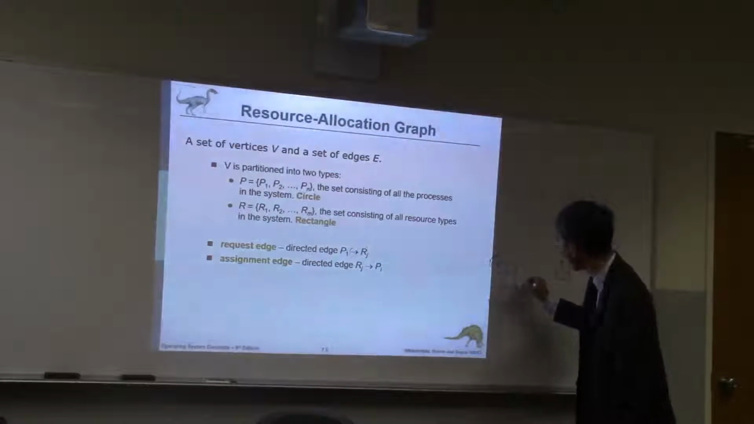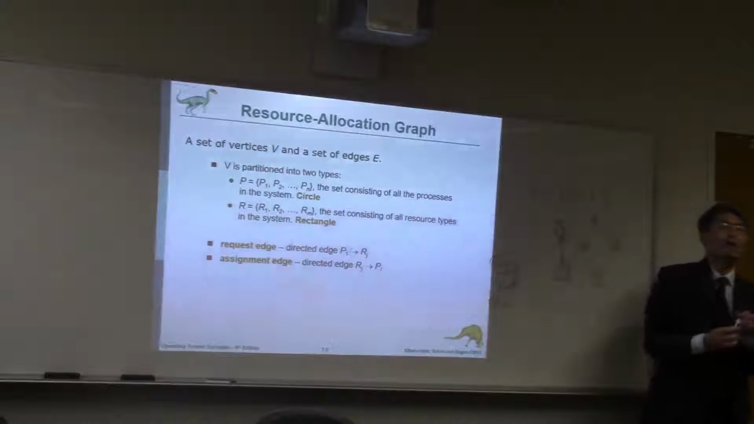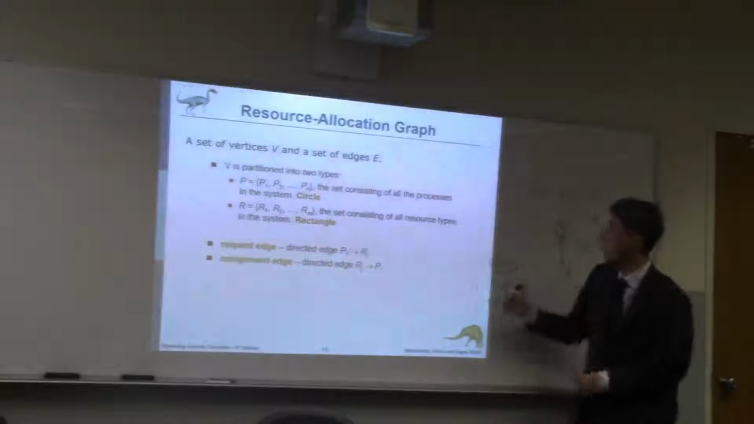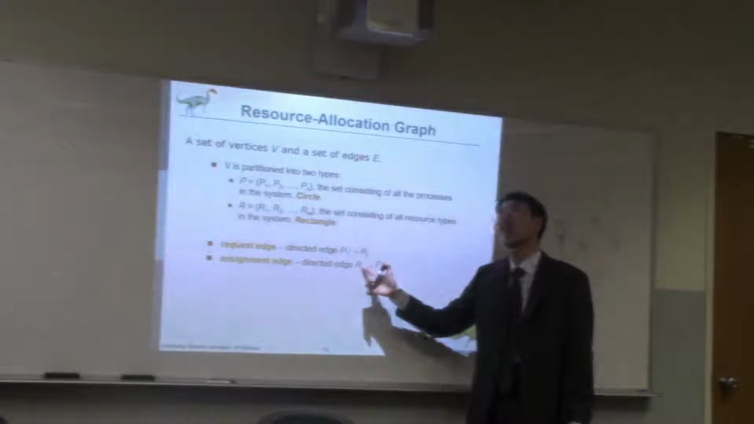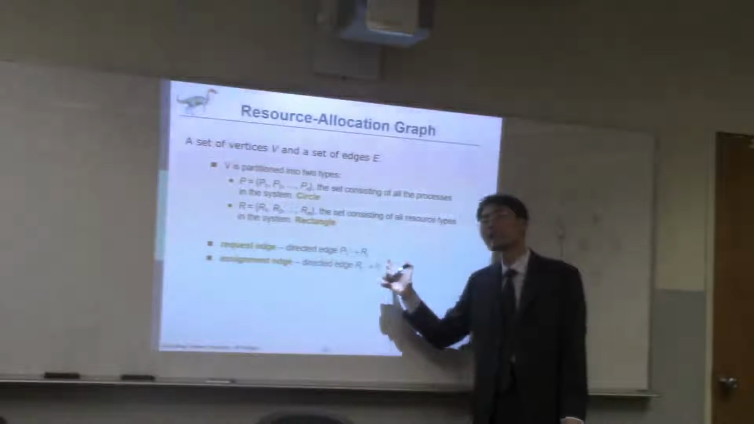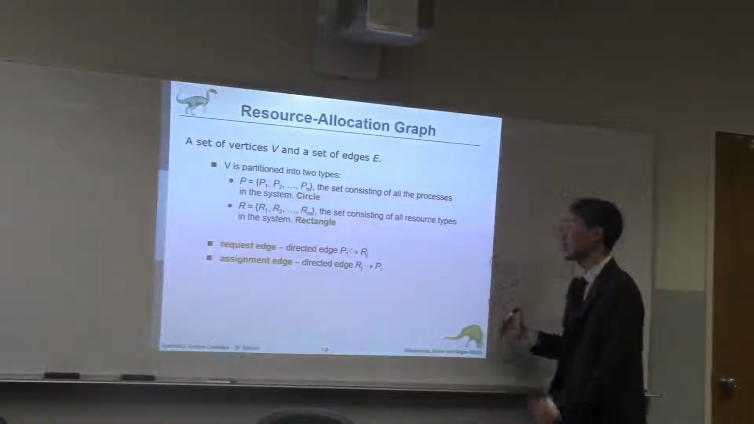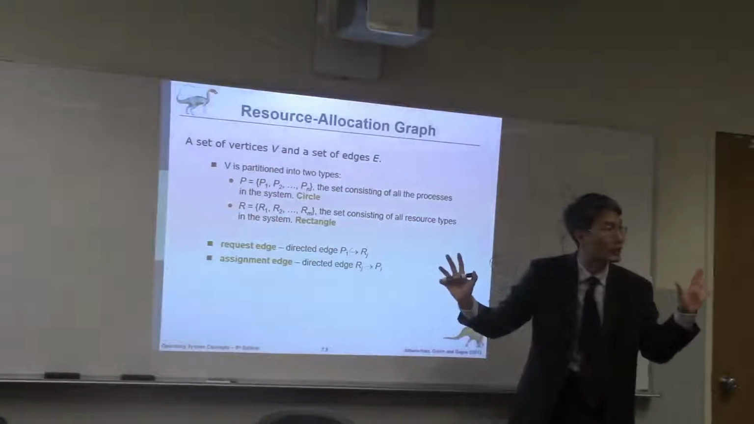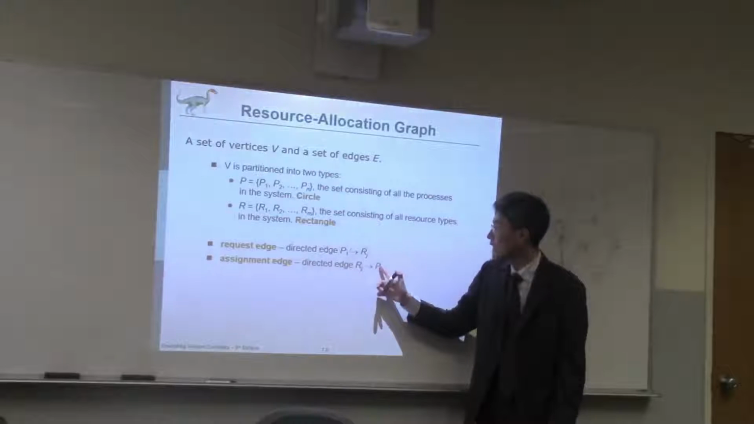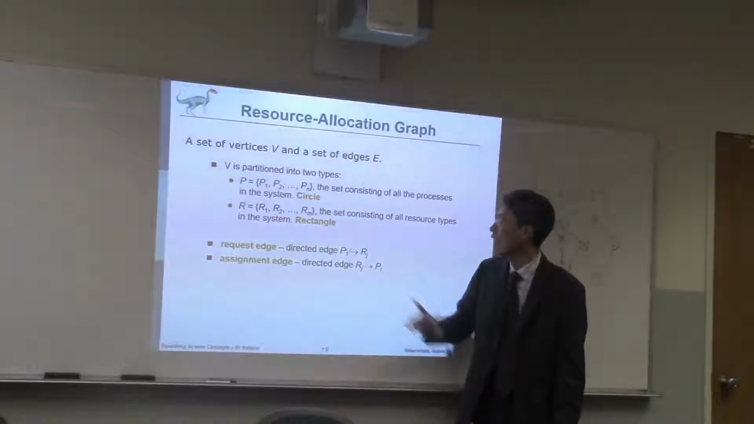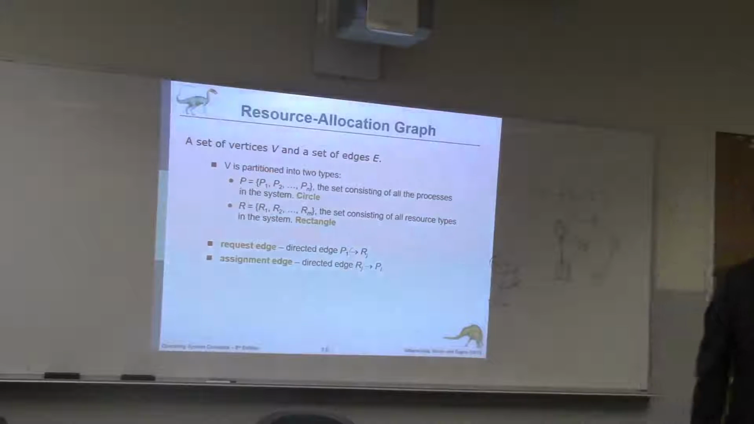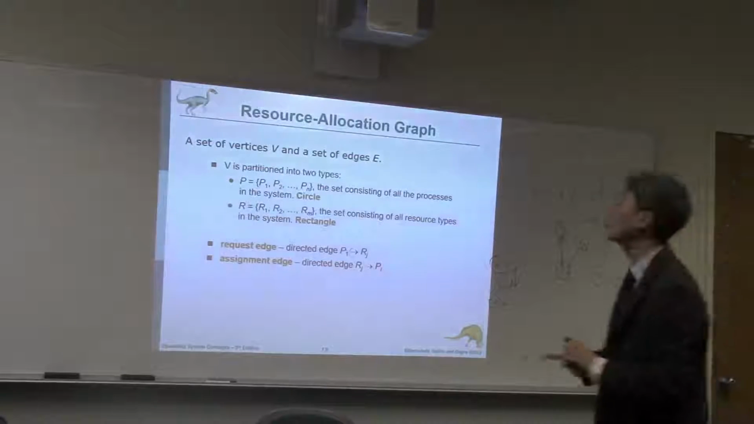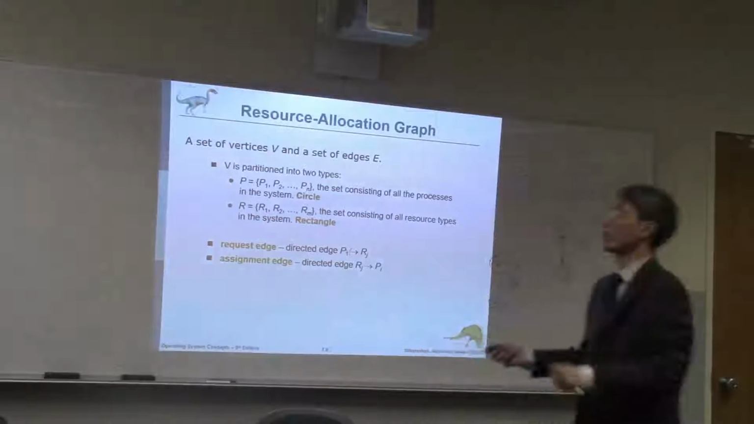To represent assigned, we are going to use the opposite direction of the arrow, like this one. Which means Rj, resource type J, is assigned. It's being used. What about the release? After release, no edges. So, Pi is currently using Rj.